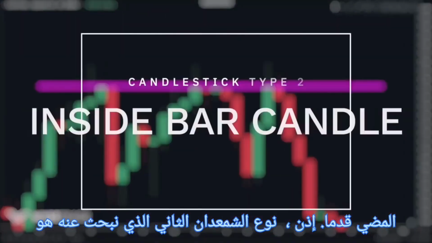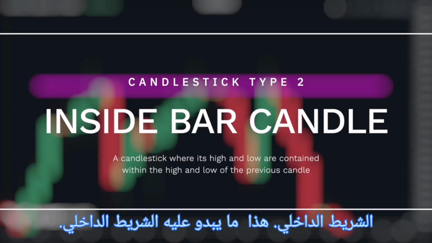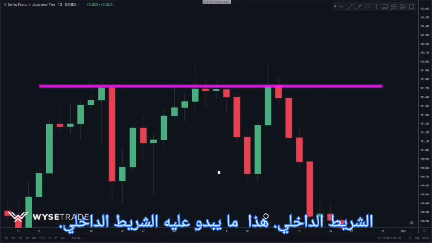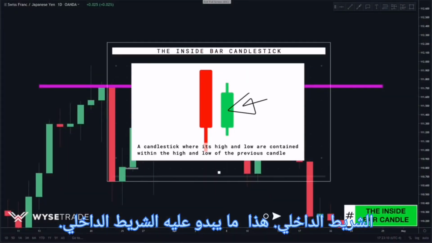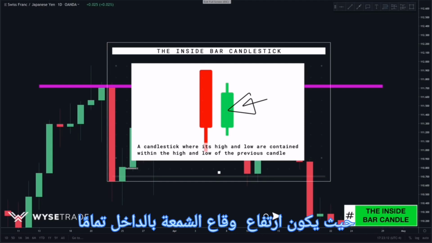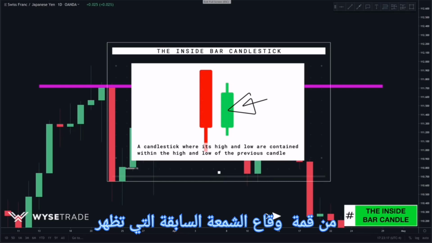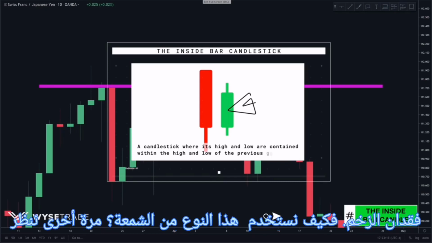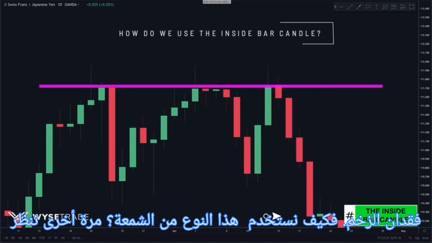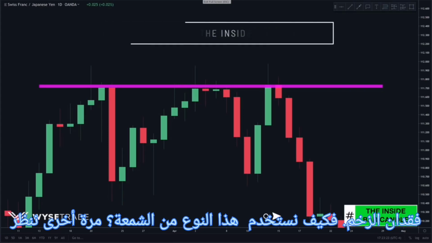Now, moving on. So the second candlestick type we look for is the inside bar. This here is what an inside bar looks like, where the high and the low of the candle is completely inside of the high and the low of the previous candle, which shows momentum loss. So how do we use this candle type?